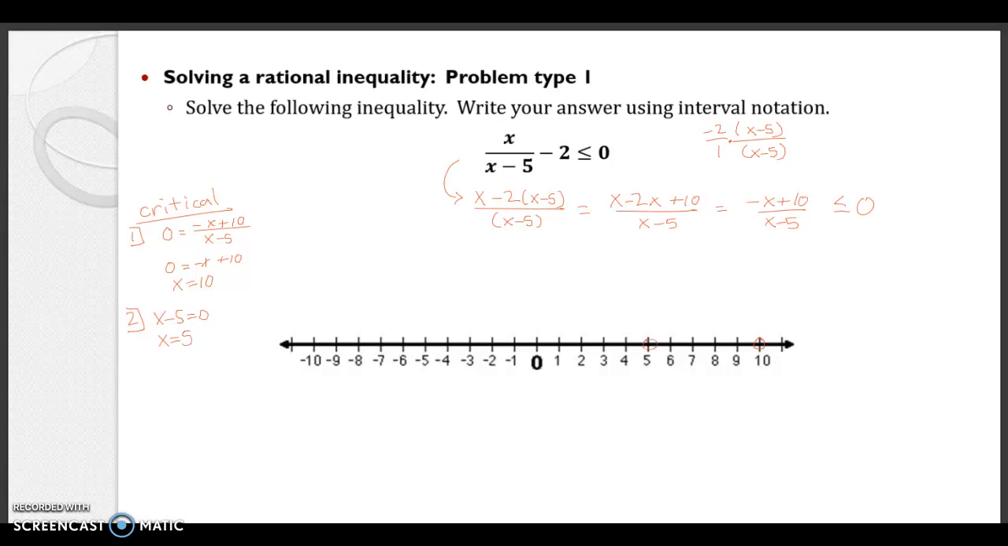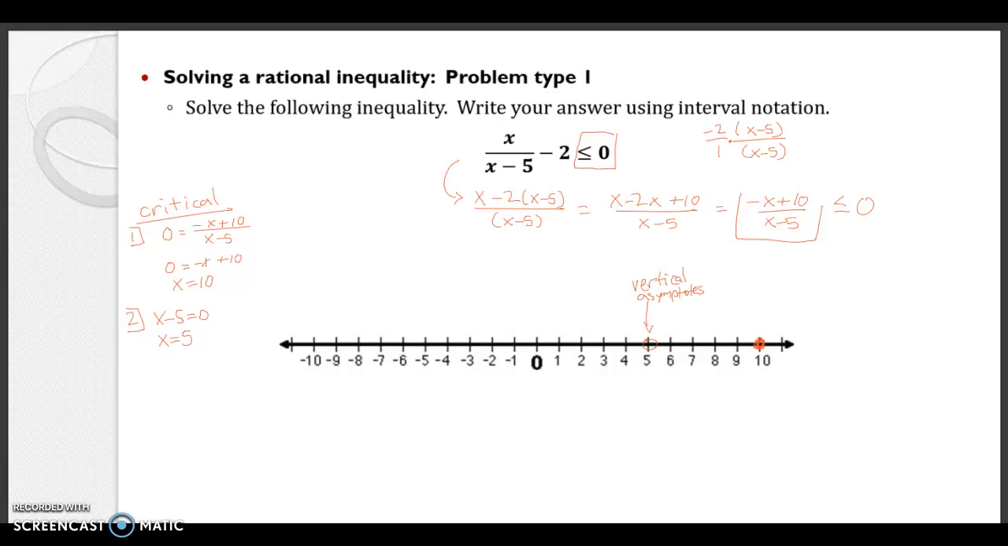Now, can I ever plug in 5 and get an output? No, because this is the vertical asymptote. So those vertical asymptotes are always going to be an open circle. At 10, if I were to plug 10 into this portion right here, I would get 0. And my problem says I'm interested wherever it's less than or equal to 0. So at 10, I am going to have a filled in circle.